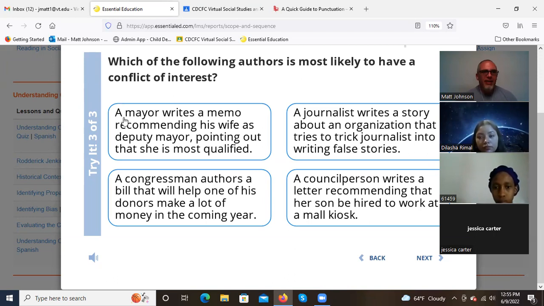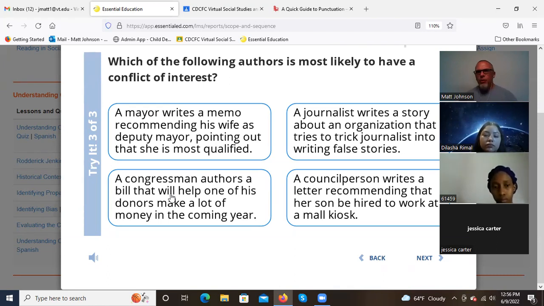So it's actually C here, the congressman. I went through this earlier and it took me a while. I went back and forth and looked at these. I was like, man, these are really tricky. You would think that a mayor writing a memo recommending his wife as deputy mayor would lead to a conflict of interest. It's not necessarily a conflict of interest for him to recommend her. But if she did become deputy mayor and he's serving as mayor, now every action between the two could potentially be a conflict of interest.